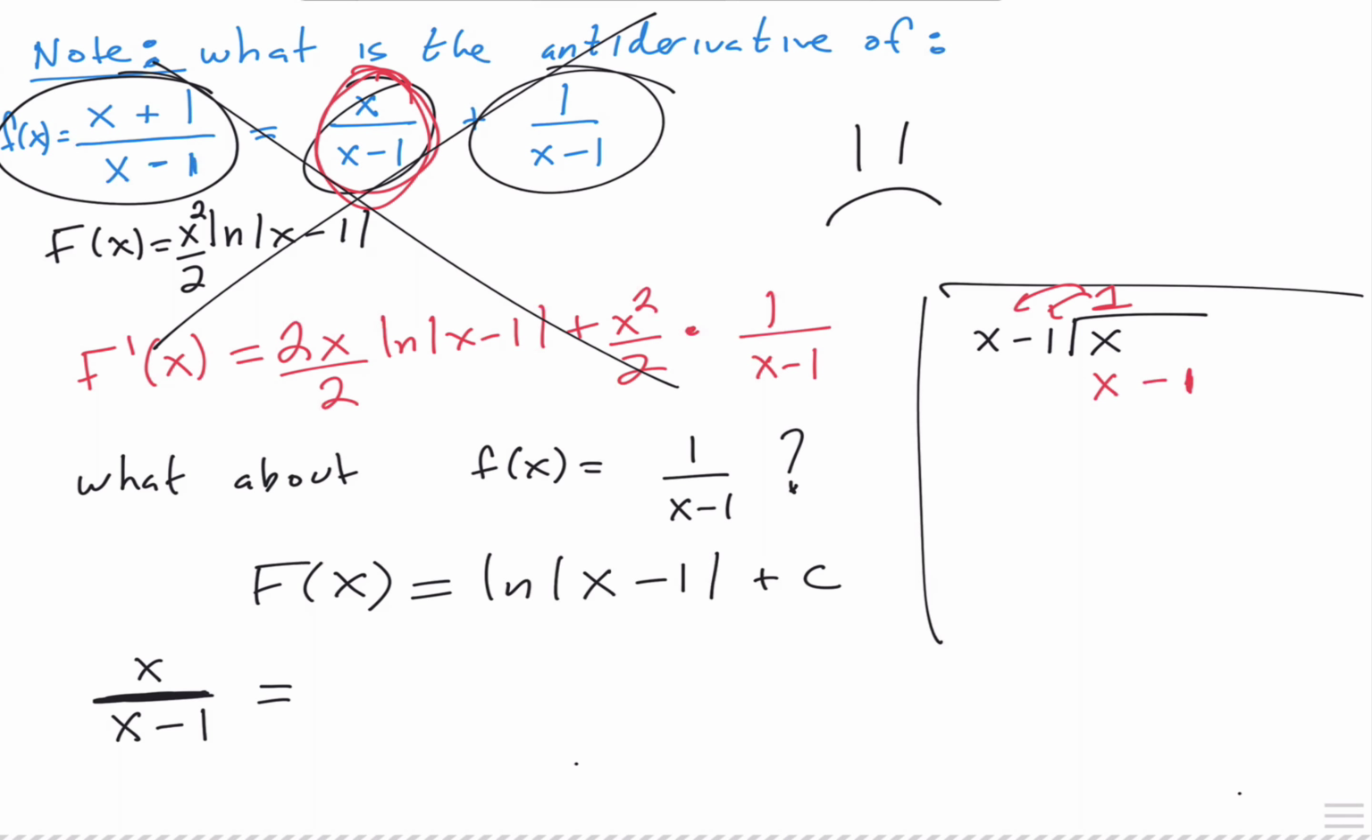And then what do you do? Subtract. So this is going to be a plus, so you end up with plus 1 as your remainder. So what does that mean? That means that this is equal to 1, what else? Plus, actually, let me use the same coloring. So this is 1, the quotient, plus 1 over x minus 1, right?